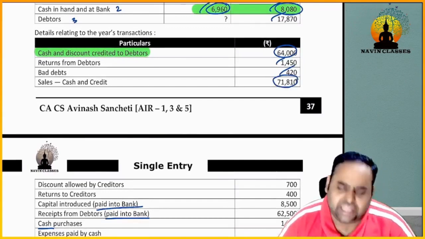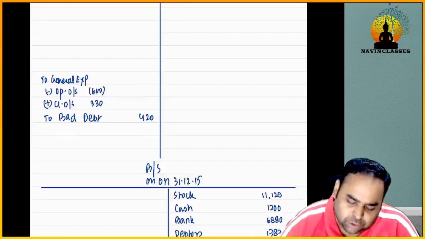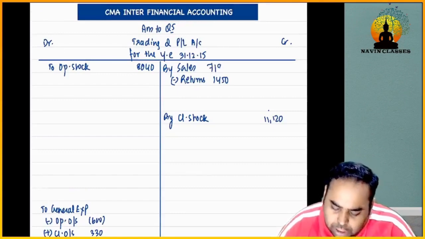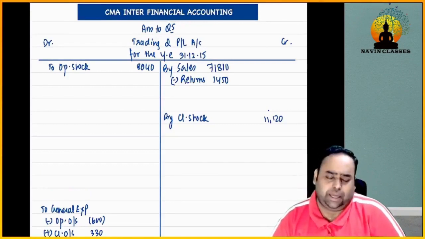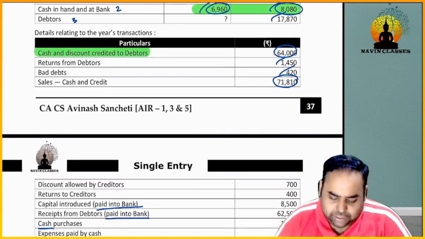Then we have sales, cash and credit. So here total sales is mentioned and not individually. I am writing total sales in the trading account. But I'll wait to get it individually, otherwise I will not be able to show it in the cash and debtors account. So I will wait for it.